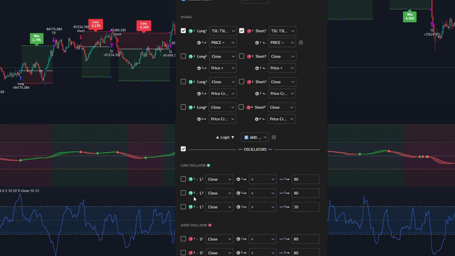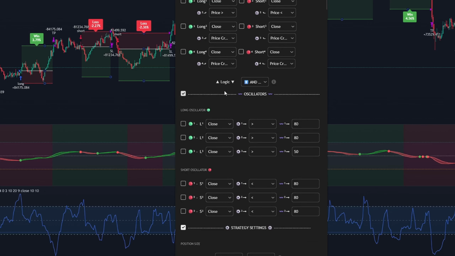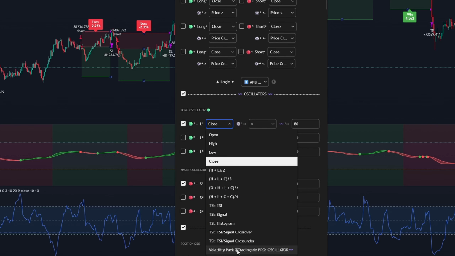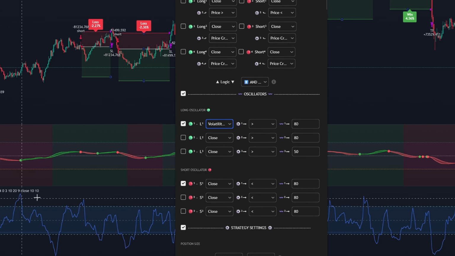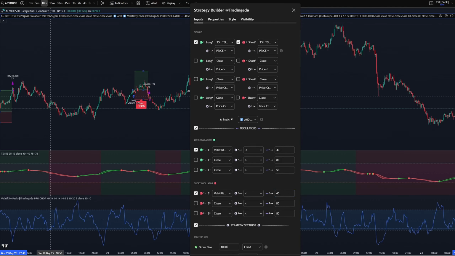We wanna add the volatility confirmation. We just need to go here in the oscillator section, turn on one signal for long and one for short. We set the volatility pack by TradingView Pro, which is set to the choppiness index, and we want it to be below the 40 level. As you can see, we have drastically reduced the number of trades.